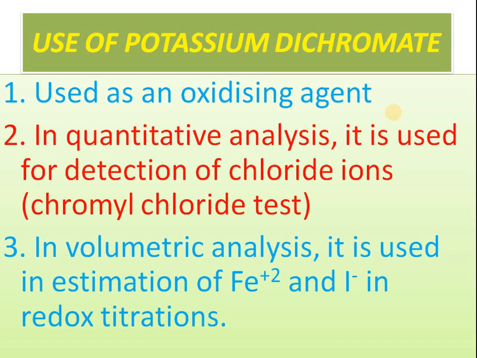Now it is used as an oxidizing agent, and in quantitative analysis it is used for detection of chloride ions. It is in the chromyl chloride test. Because it's not specified in the syllabus, we have not covered it as such. If you are interested, you can read from the book also. In volumetric analysis, it is used in the estimation of ferrous ions and iodide ions in redox reactions. Ferrous means reaction with ferrous sulfate. Iodide ion means reaction with KI.